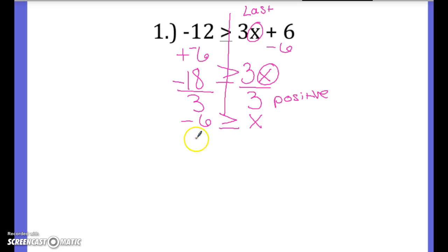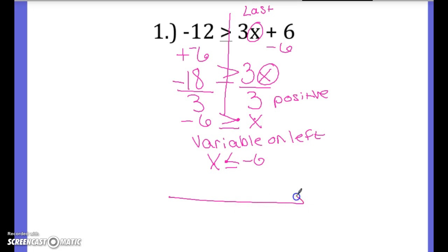Now when I graph, I like my variable on the left. So I'm just going to rewrite it as x is less than or equal to negative 6. Remember, if the tip is touching x, the tip is touching x. Then on your number line, remember with your negatives, if zero is here, you're counting backwards. Negative 1, negative 2, negative 3, negative 4, negative 5, negative 6, negative 7. It's going to be a closed dot because it's less than or equal to. And all the numbers that are less than negative 6 go to the left.